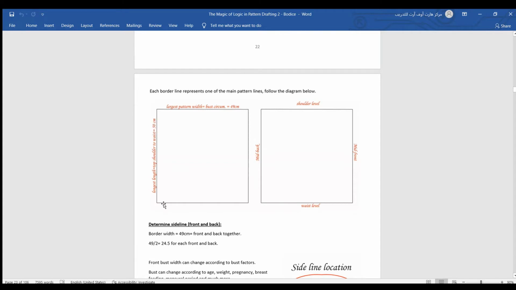So the shape, or the border, or the rectangle measures 49 centimeters in width and 50 centimeters in length. Okay. Each line of this border represents the following. The top one represents the shoulder level. This one, the right one, represents the mid front. This one, the mid back, and the bottom one is the waist level. Okay.